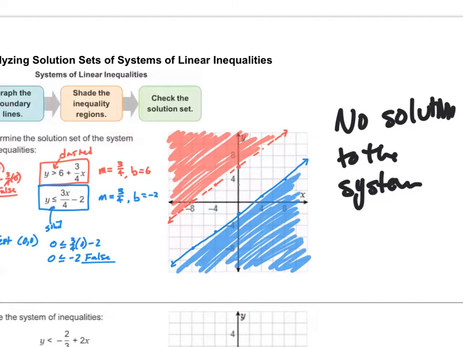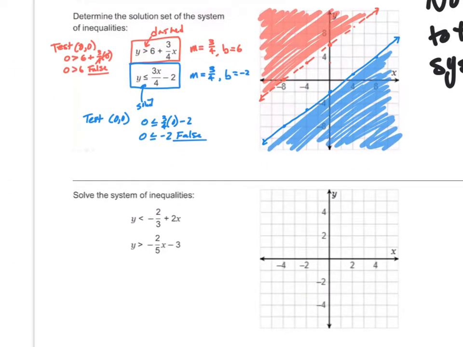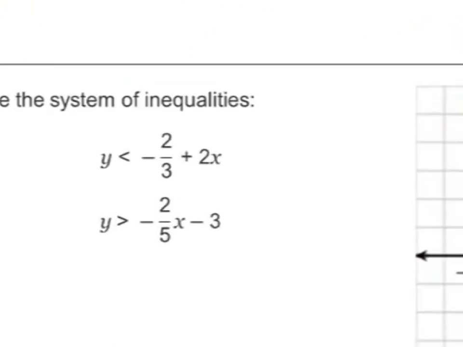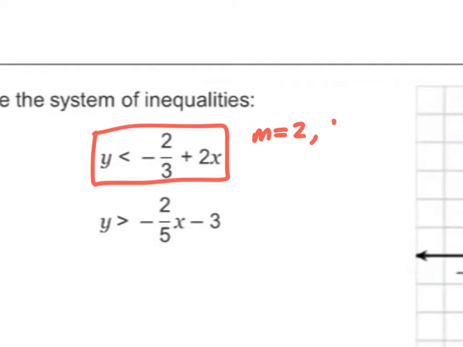Okay, all right, so now let's take a look at the next one. Over here, I'm going to do this one in red. Again, it's kind of hard to see, but here's my slope, here's my y-intercept, even though they're kind of backwards. The 2 is in front of the x. It's the coefficient. So my slope m is equal to 2. My y-intercept is equal to negative 2/3.